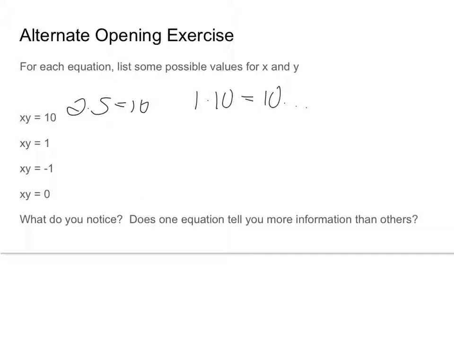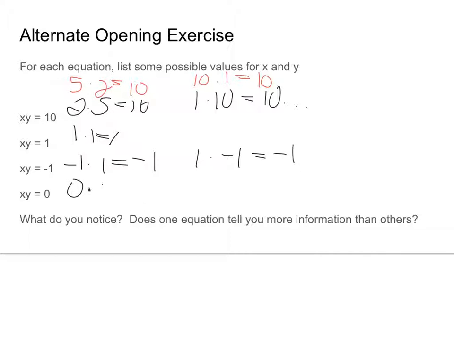When xy equals 1, our options are 1 times 1 equals 1, and that's it. When xy equals -1, you can do -1 times 1, or 1 times -1. I can go back here to 10 and say 5 times 2 equals 10, or 10 times 1 equals 10. Not many options. With 0, I can do 0 times any number equals 0, or any number times 0 equals 0.